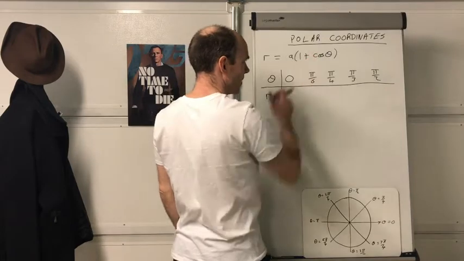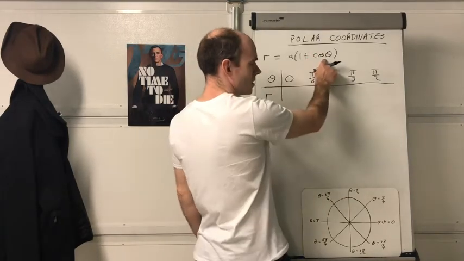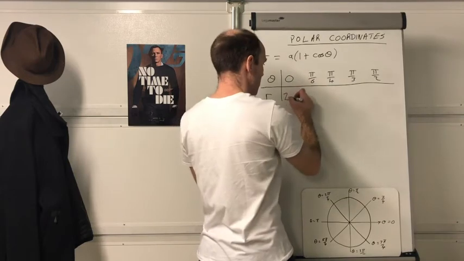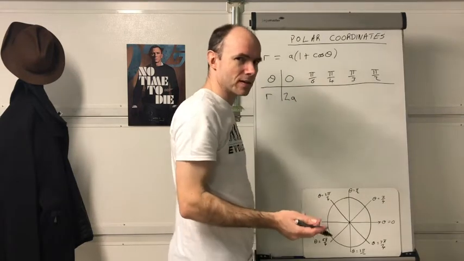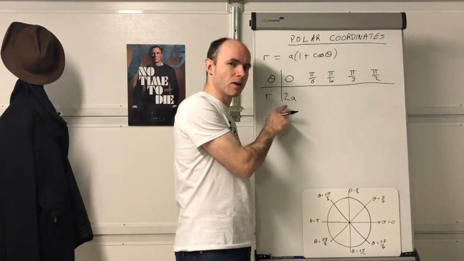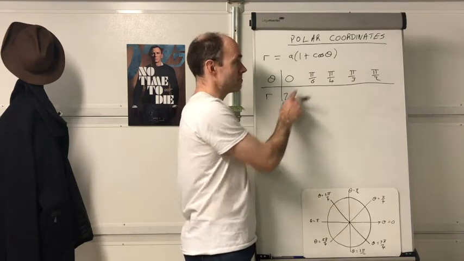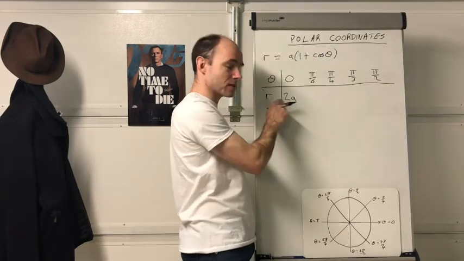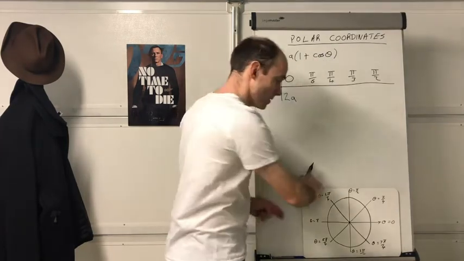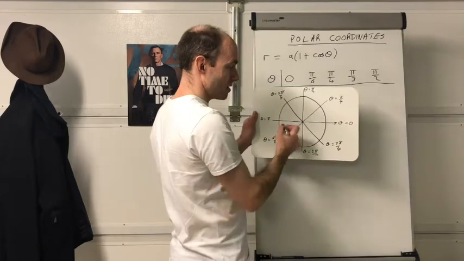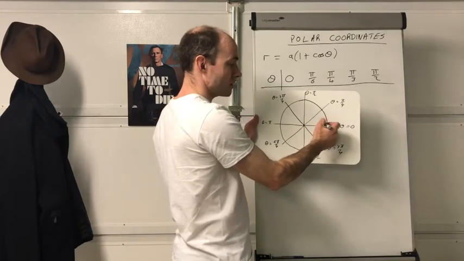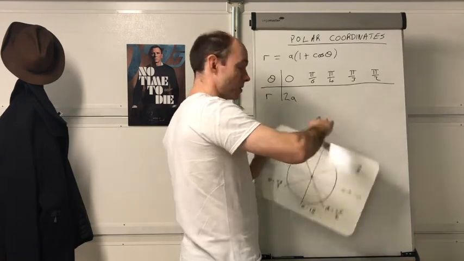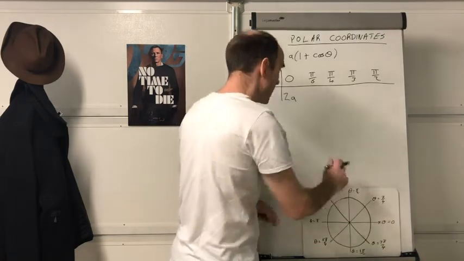And I'll work out what's going on here. So when theta is 0, cos theta is 1. 1 plus 1 is 2, so I've got 2a. Now, interestingly, that's the maximum value that r can be, isn't it? Because the maximum that cos theta can be is 1, and so 1 plus 1, 2a, is the maximum value. So if I'm going to do my axes, I don't need to have the initial line extending more than 2a.